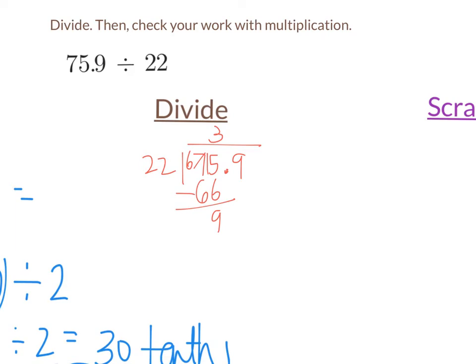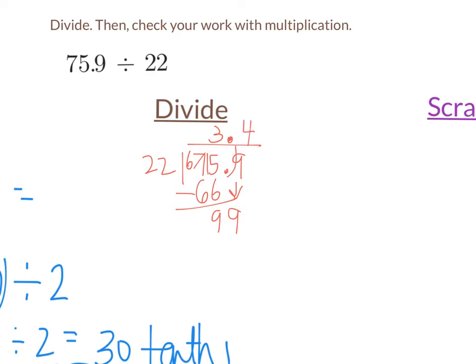This remainder right here of 9 is in what units? Ones. But I can regroup it. 9 ones can become 90 whats? Tenths. And then I bring down the 9 tenths I already have. So how many tenths do I have? 99 tenths. How many times can 99 tenths go into 22 groups? 4. But it's 4 whats? Tenths. So I have to add this decimal point right here.